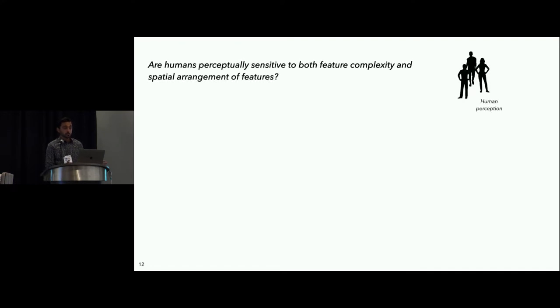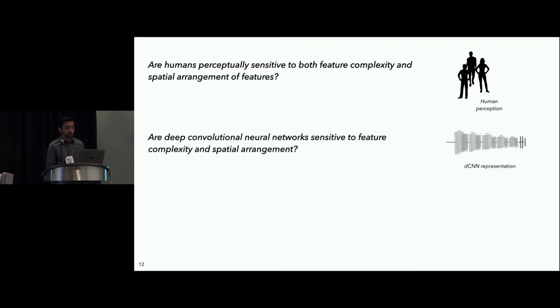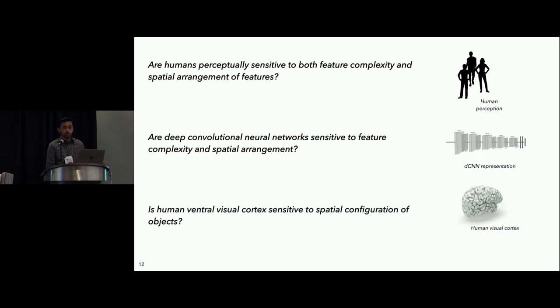So now we can use this set of stimuli to ask three main questions. First, are humans perceptually sensitive to feature complexity and spatial arrangement of features for objects? Second, what about deep convolutional neural networks? And thirdly, what about the human visual cortex?